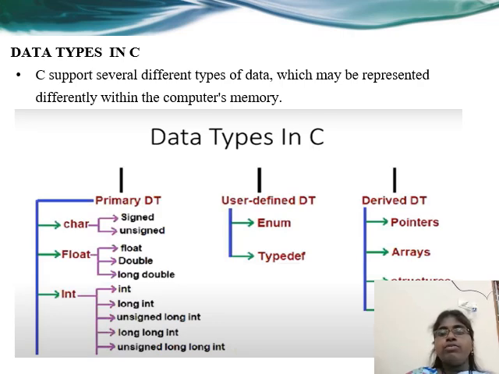Another one is user-defined data type. User-defined data types have two split-ups, like enumeration and type definition. Another one is derived data type. Derived data types like pointers, arrays, functions, and unions are the derived data types.